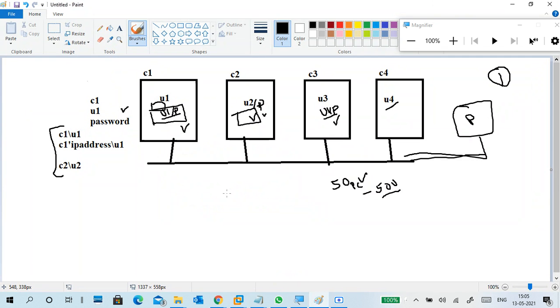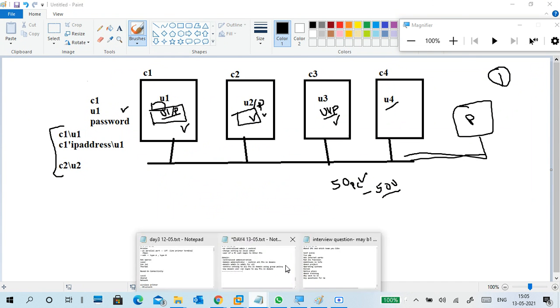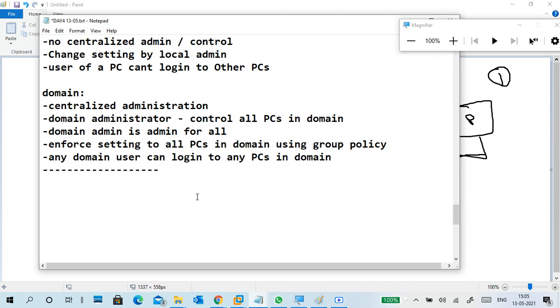Next one is a domain. What is a domain? Okay, a domain is centralized administration. A domain has a server called a domain controller. To create a domain, we have a domain controller and we store the data in the domain controller, meaning it is centralized only.